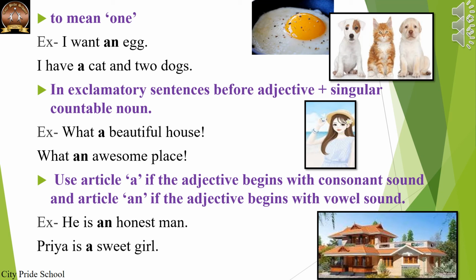In the next example, Priya is a sweet girl. So sweet is an adjective and it starts with a consonant sound S. So we have written Priya is a sweet girl.